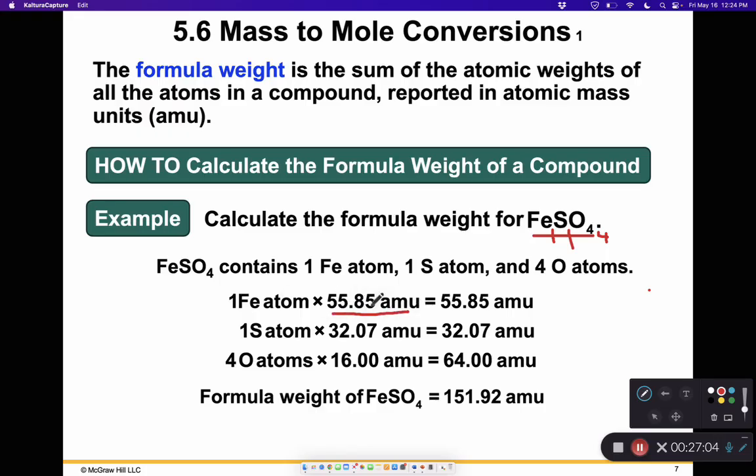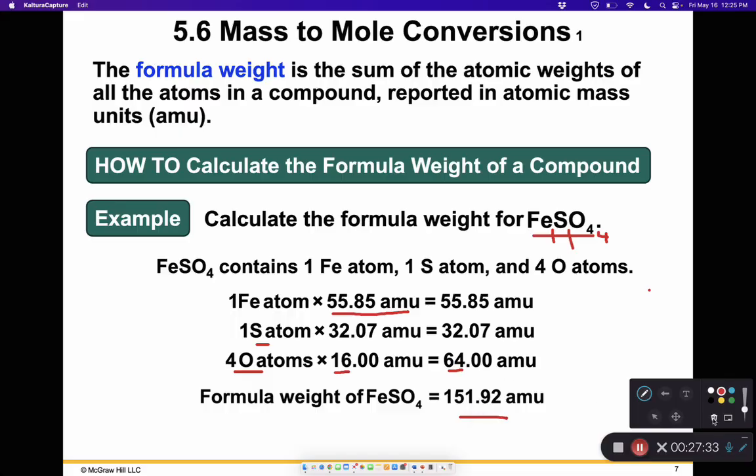This information you get from the periodic table. It means one iron atom weighs that much atomic mass. One sulfur atom means 32.07 AMU. 4 oxygen atoms means, since each one of them is 16, 16 times 4 is 64. So now add all this up, you get the formula weight or molecular weight of iron sulfate.